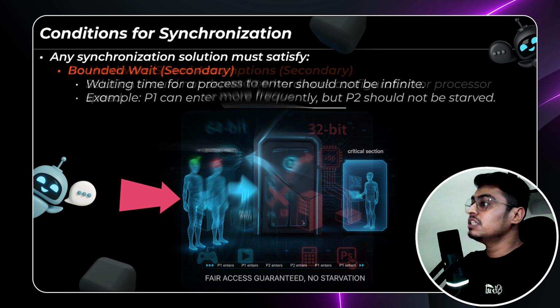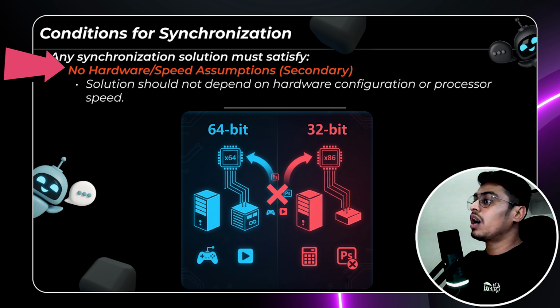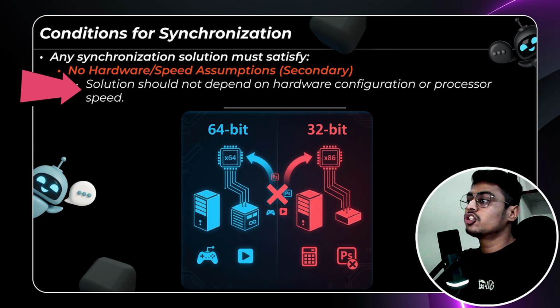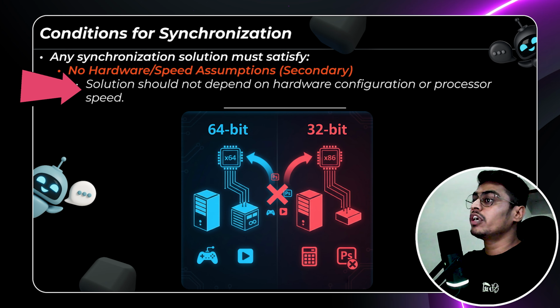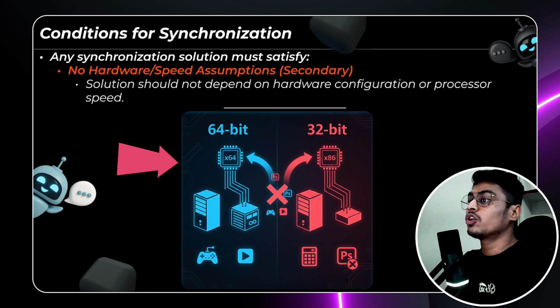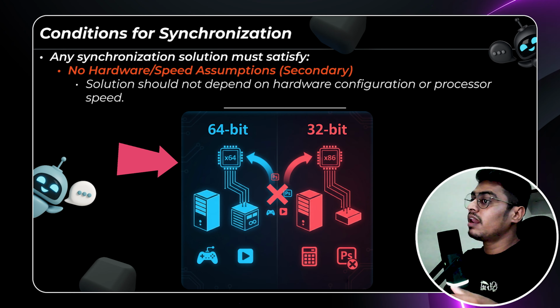Now the other condition is no hardware, meaning no hardware or speed assumptions. This condition is also secondary. The solution should be portable and not dependent on specific hardware configuration or processor speeds. It should work universally across different systems. The first two conditions are mandatory, while the last two are desirable but not strictly required.